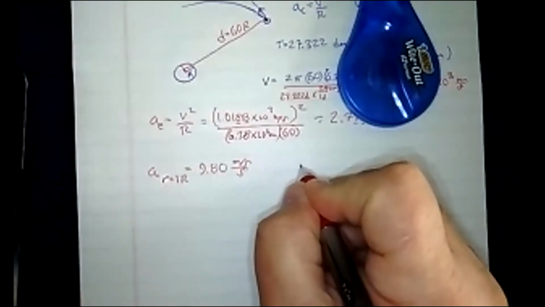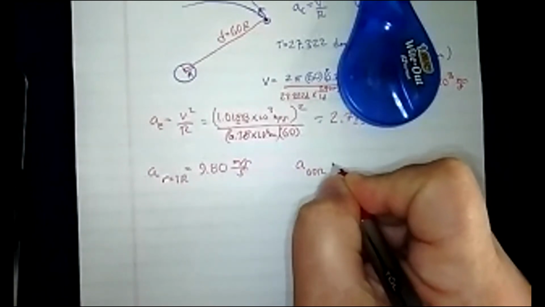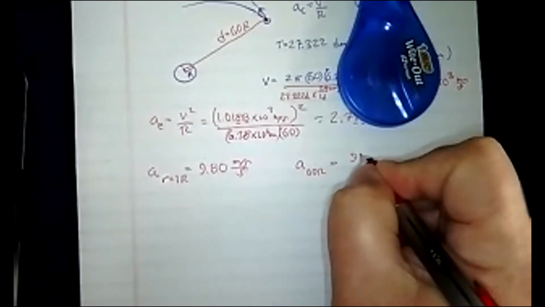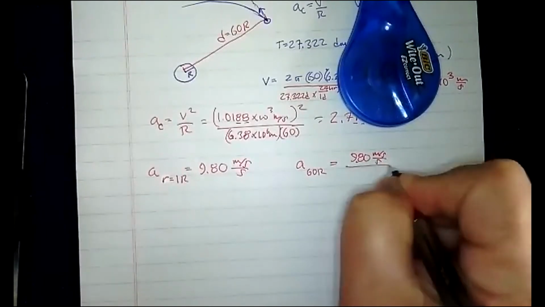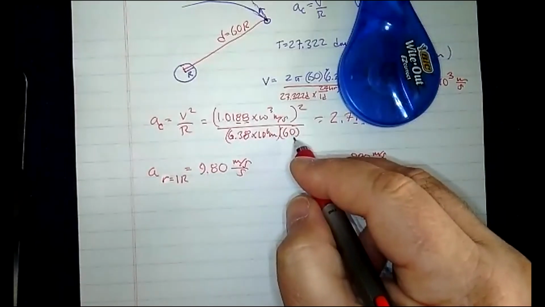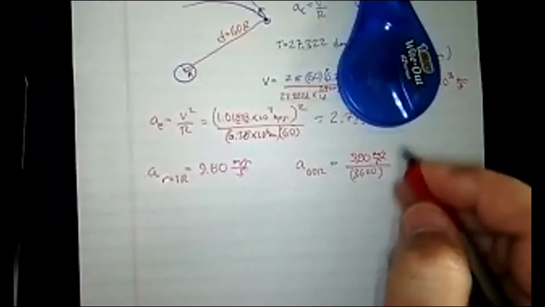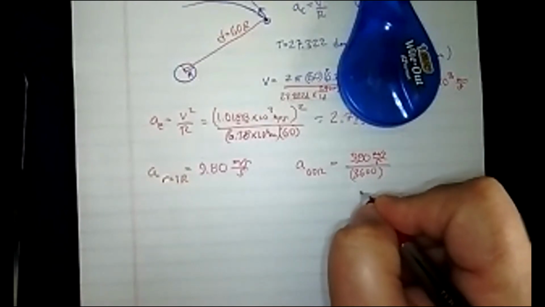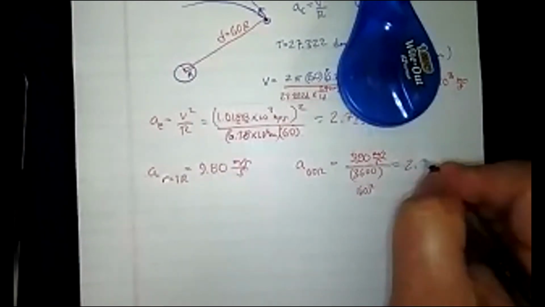So he says, I suspect then that the acceleration at 60 Earth radii should be equal to 9.80 meters per second over 3,600, because it's 60 times as far away. And if it's a 1 over r squared, it should be 60 times 60 times smaller. So that's 60 times 60 is what that 3,600 is. And lo and behold, when you do that, you get 2.72.